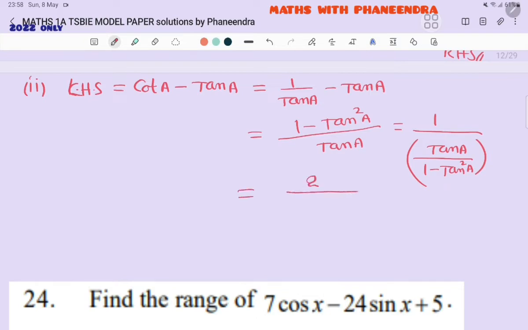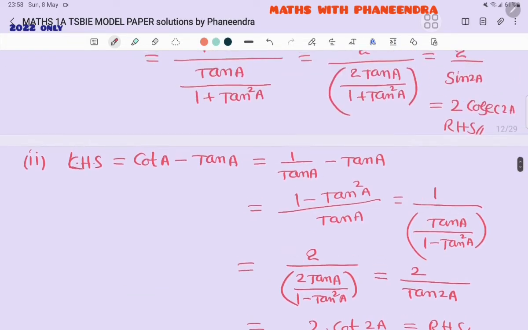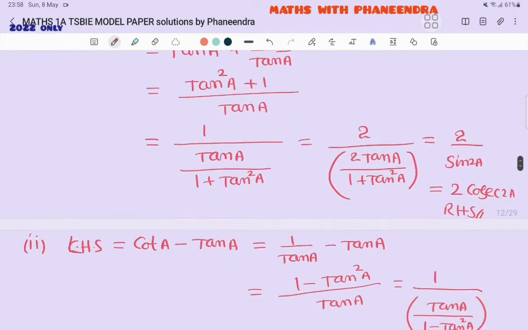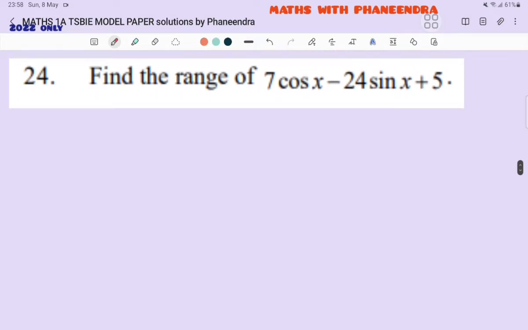Multiplying and dividing by 2, 2 by 2 tan A by 1 minus tan square A, which is equal to, 2 tan A by 1 minus tan square A is the formula for tan 2A. So 1 by tan 2A is cot 2A only. 2 into cot 2A, which is the required RHS in the second question. I hope you understand, dear students. We'll move to another important question.